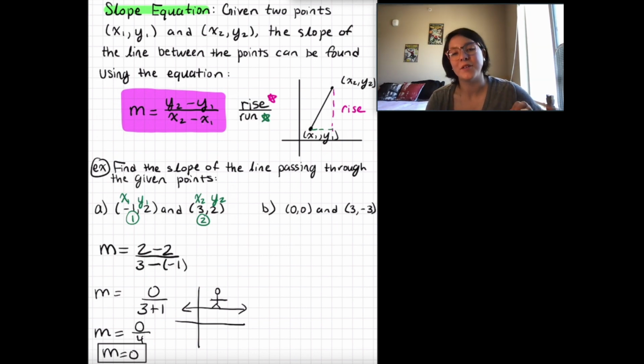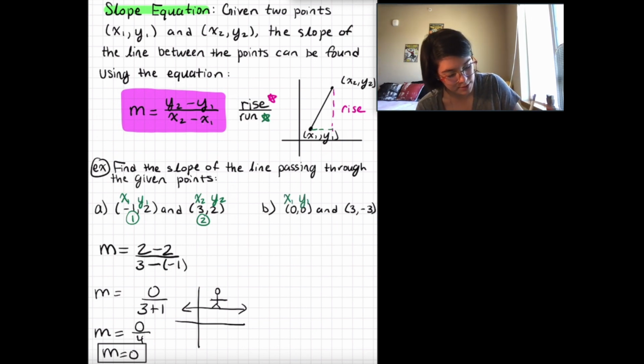Alright, see if you can do part B on your own. So we have 0, 0, and 3, negative 3. So we'll have x1, y1. Go ahead and label these. x2, y2.